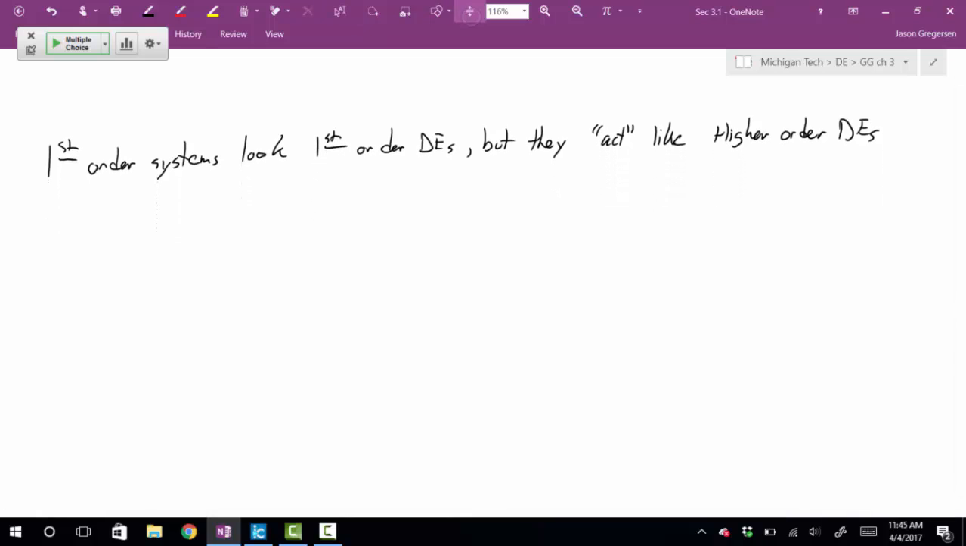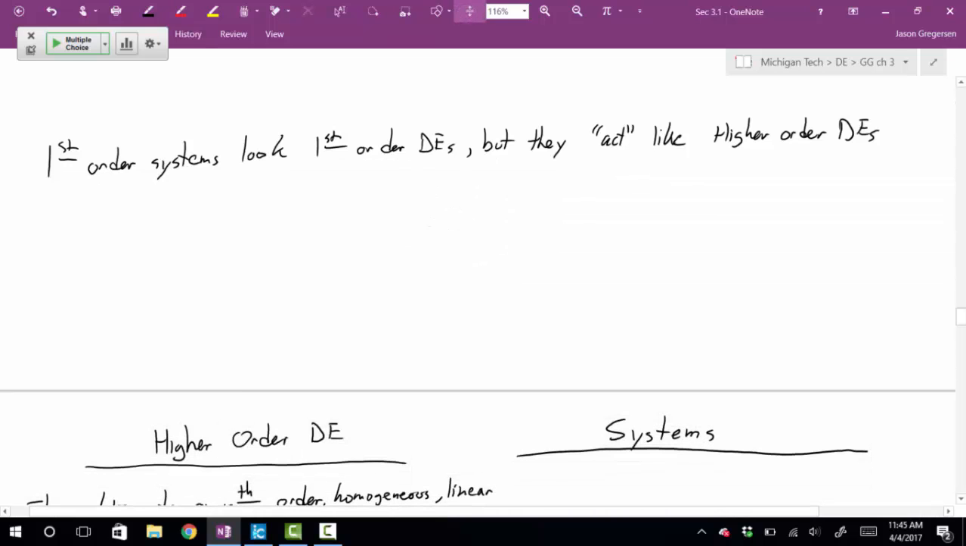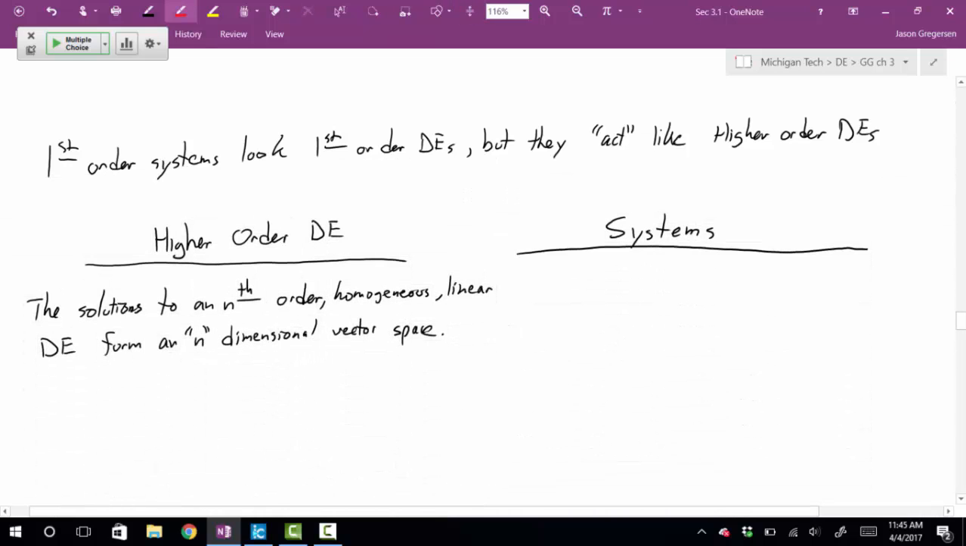All right, so one of the most important things we talked about with respect to higher order differential equations was that the solutions to an nth order homogeneous linear differential equation form an n-dimensional vector space. That was really the core of a lot of our ideas. The solution space was a vector space. That allowed us to apply all the things we already learned from linear algebra right to our solutions.